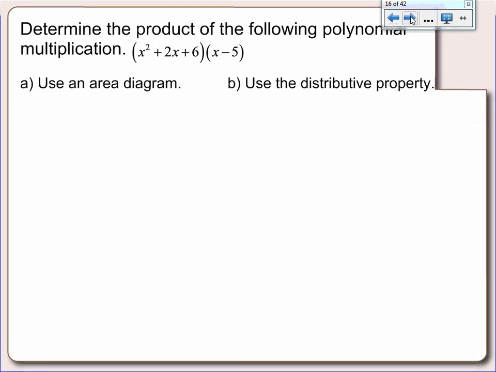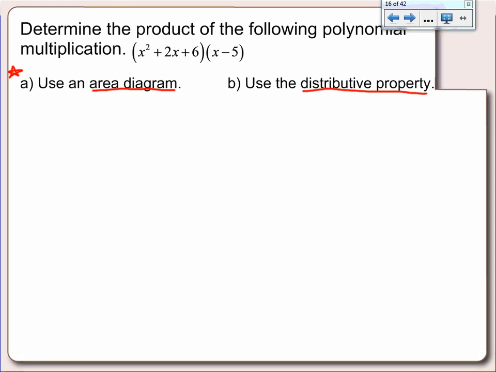So, multiplying polynomials. By now you know what polynomials are. Now you know how to add them and subtract them, but you don't know how to multiply them. We use two methods in this class to multiply them. One is the area diagram. The other one is the distributive property. You need to know how to use both, but you can depend on one or the other. So, most people like to use the area diagram, but you also need to understand how distributive property works. So we'll show you both, and then you can choose which one you use, but you know how both work.